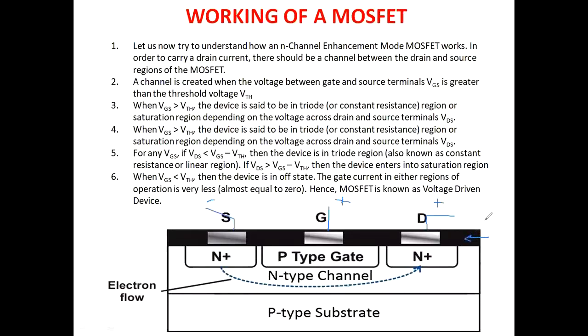Okay, the SiO2 layer is there. This SiO2 layer will act like a capacitor, and then here the electrons, so that's why the channel will get created as you increase the voltage at the gate. So first condition, let's see the condition.